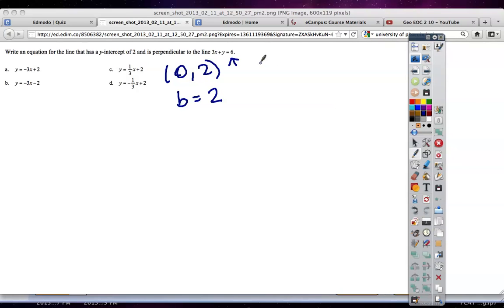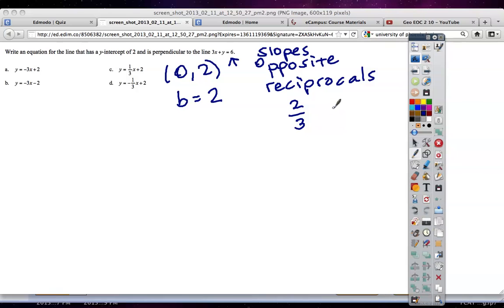Well, perpendicular, I need to remember, that means that their slopes are opposite reciprocals. So I recall what that means. That means if I have a slope of 2/3, that means that the perpendicular slope, which means they make a 90-degree angle. If my slope is 2/3, the perpendicular slope will be -3/2 because they're opposites. This one's positive, this one's negative, and they're reciprocals. So if I have a slope of -5, my perpendicular slope will be +1/5.